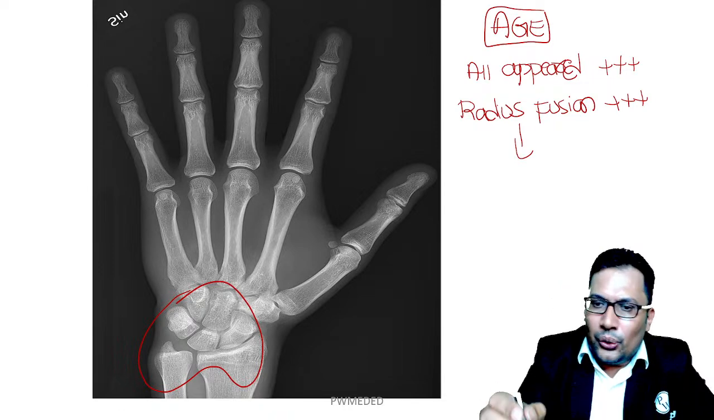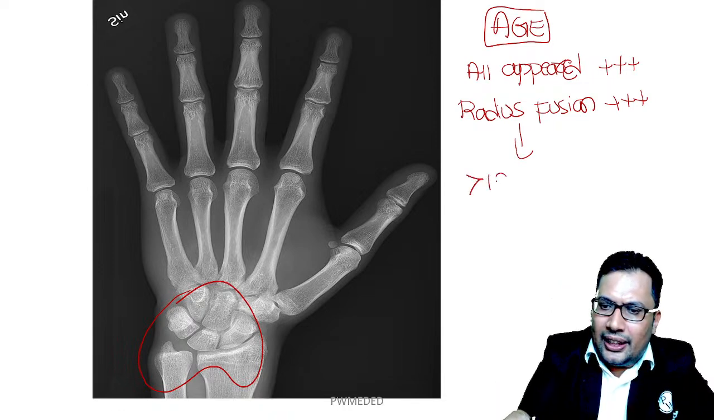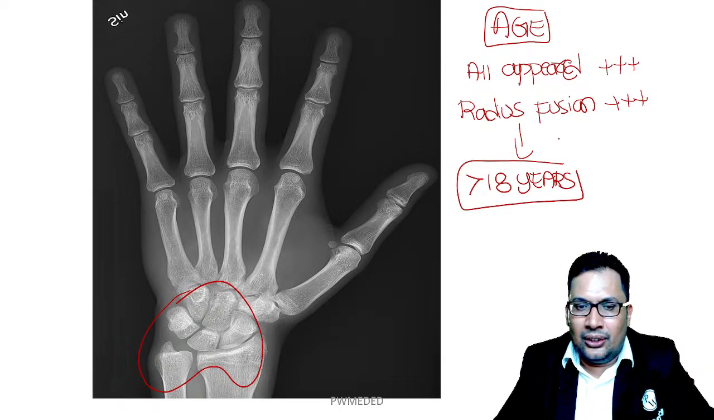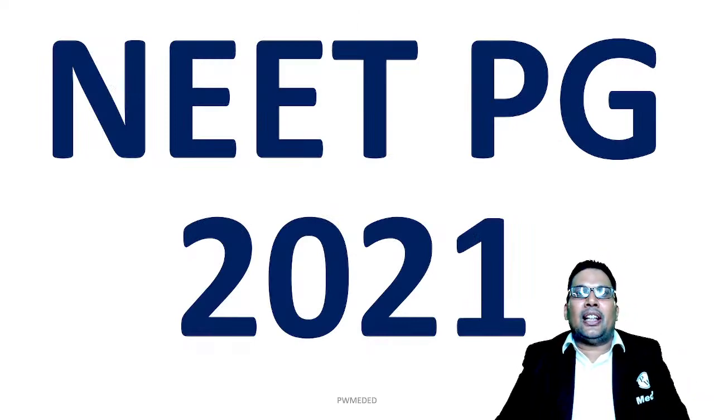So your answer should be more than 18 years. So more than 18 years is the correct answer. Yes. Next, NEET PG 2021.